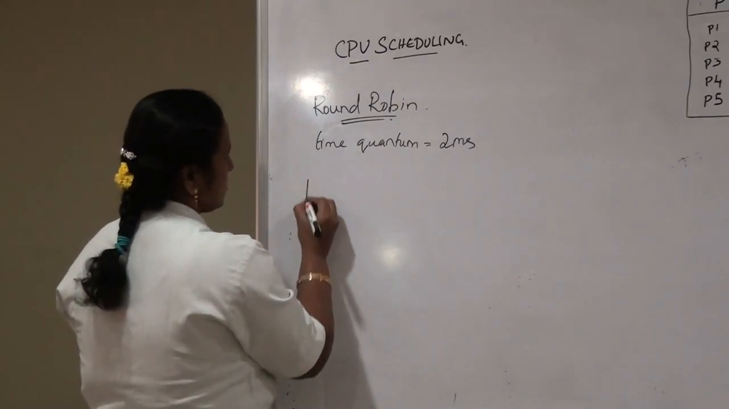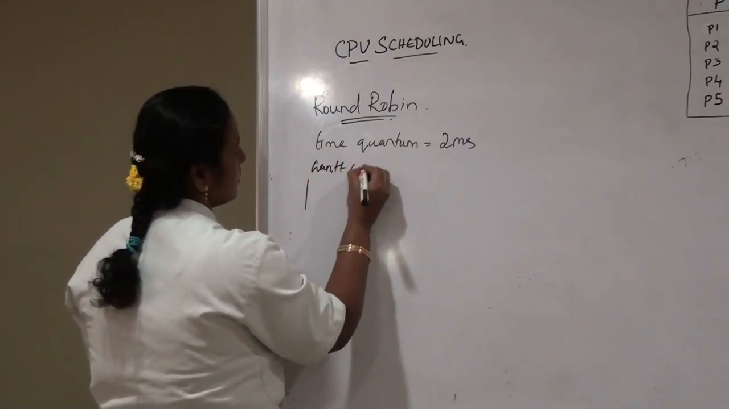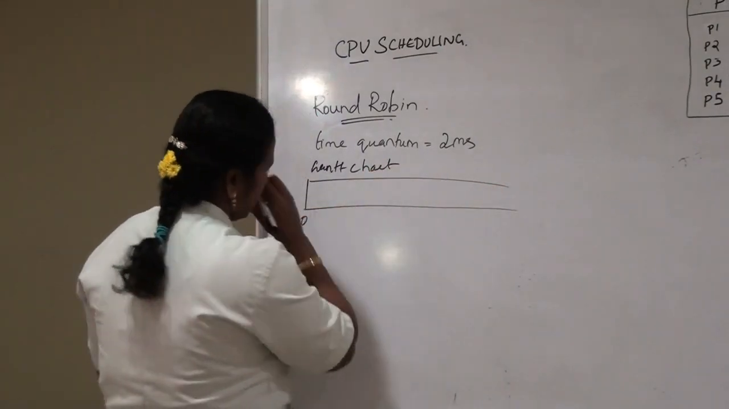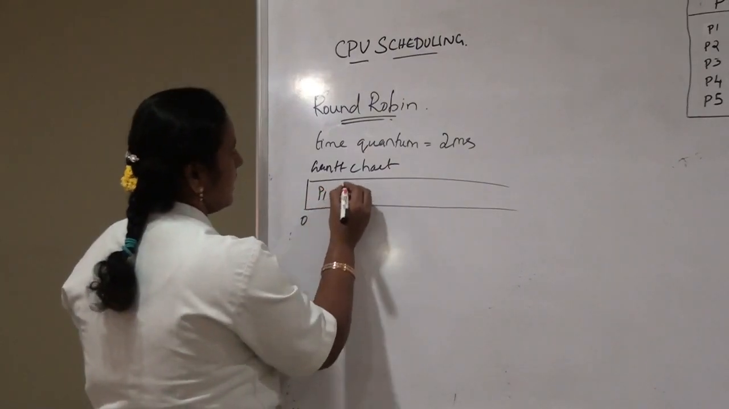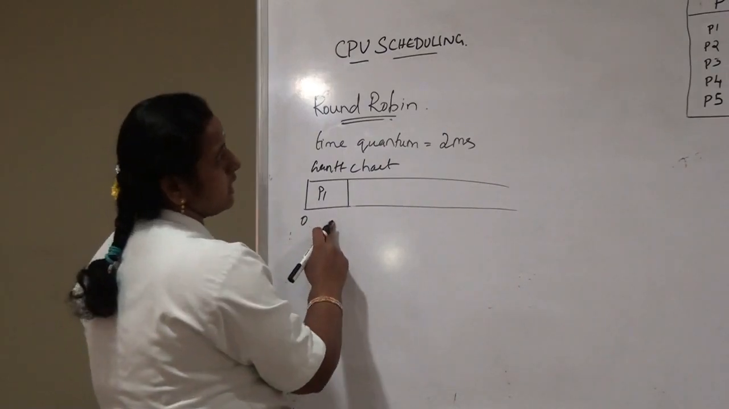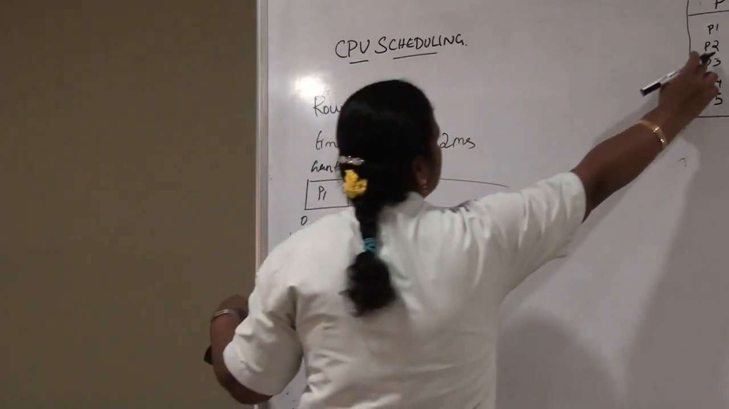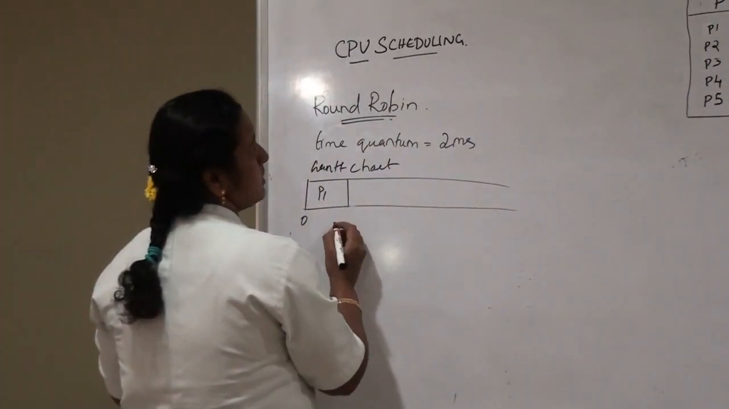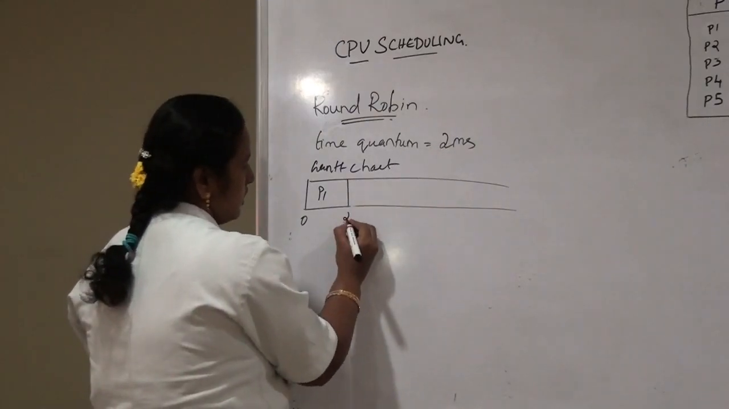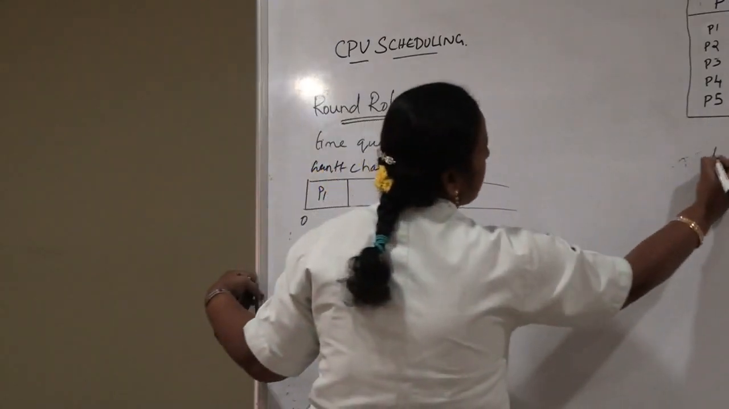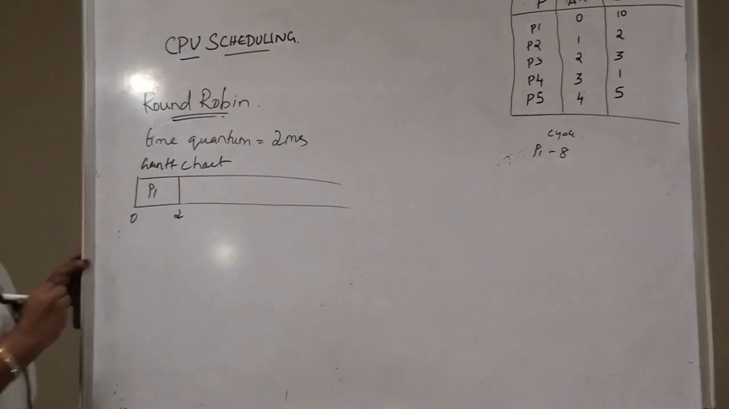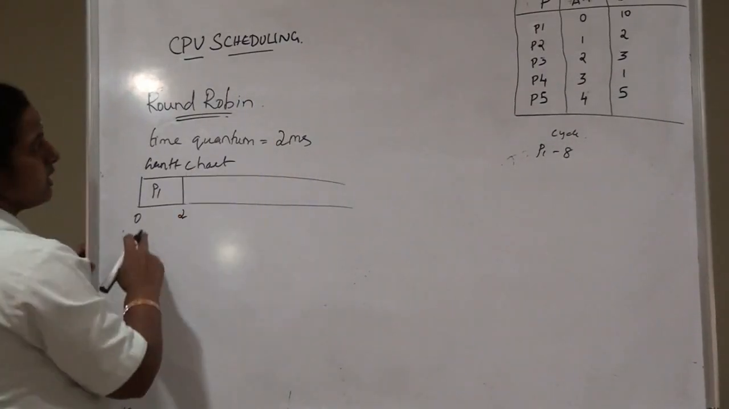So here in the chart, at 0 milliseconds the process P1 arrives. Its burst time is 10. So it takes only 2 milliseconds to execute. So the 2 milliseconds will be taken. The balance rest will be there after cycle 1. Balance burst time will be noted. So that for P1 is 8.